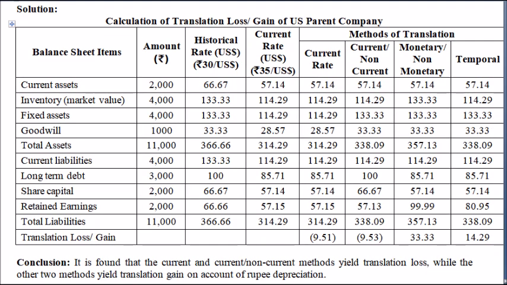It is found that the current and current non-current methods yield translation loss, while the other two methods yield translation gain on account of rupee depreciation. That is, we can see that the dollar has appreciated from rupees 30 to 35. This means that the rupee has depreciated.